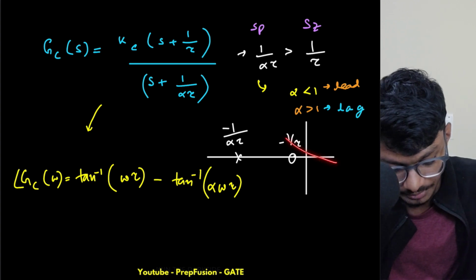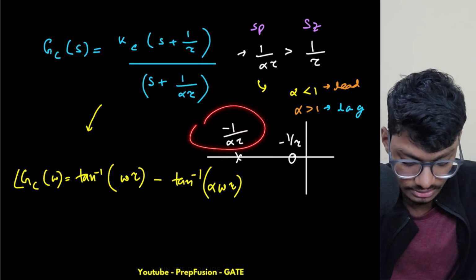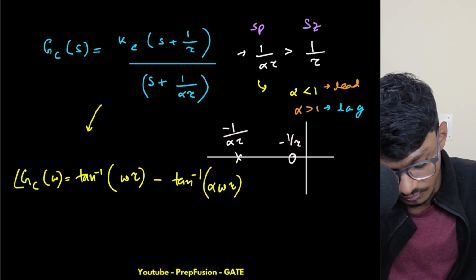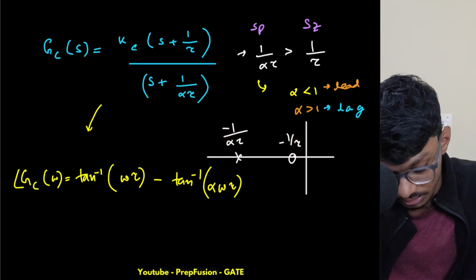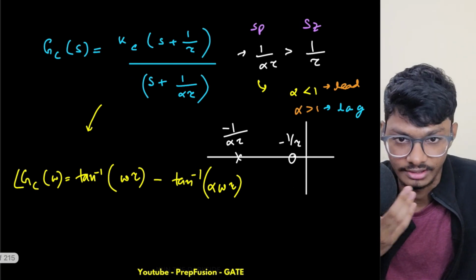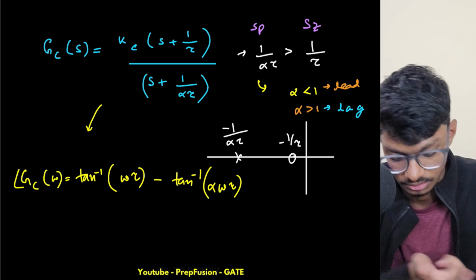Now if this is a lag compensator, then the 0 will lie here and the pole will lie here, then alpha is greater than 1. As alpha is greater than 1, the pole will be nearer to the origin than the 0. So yeah, this is the case for these two things. I just wanted to mention when alpha is less than 1 and when alpha is greater than 1, because this will be used in the next slides.